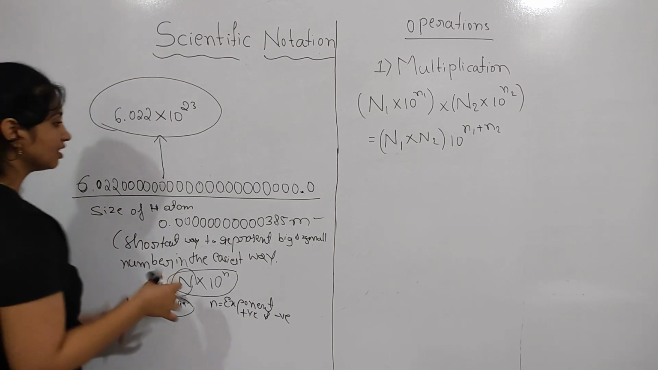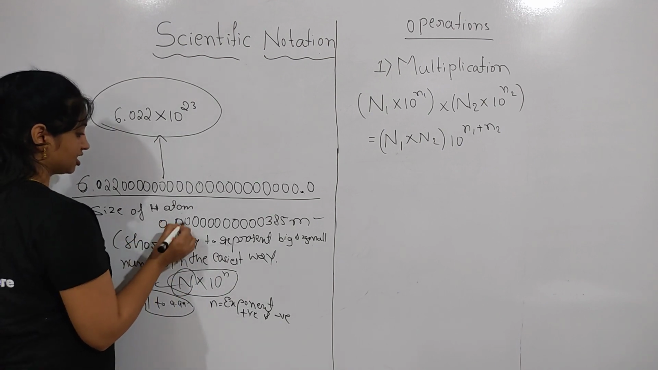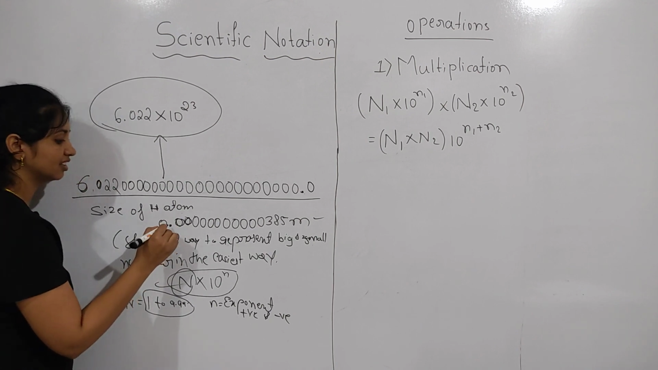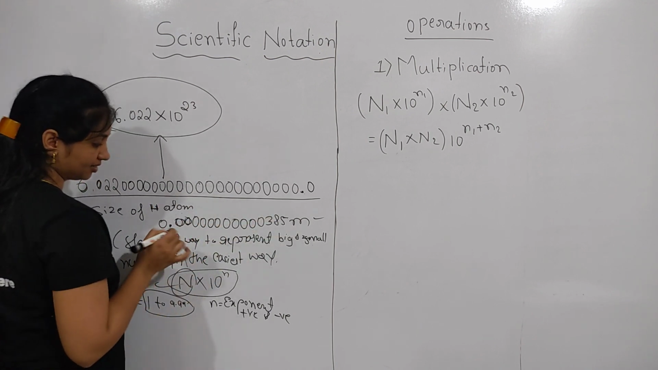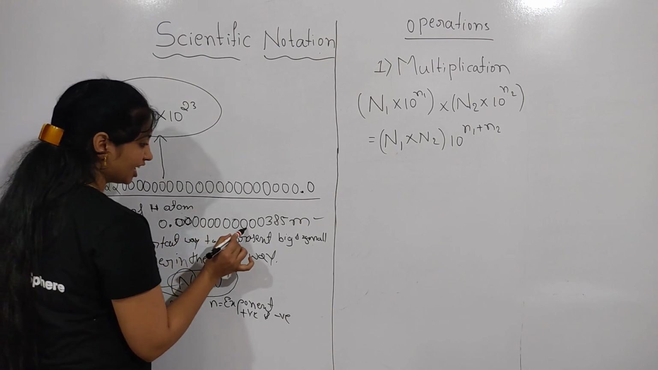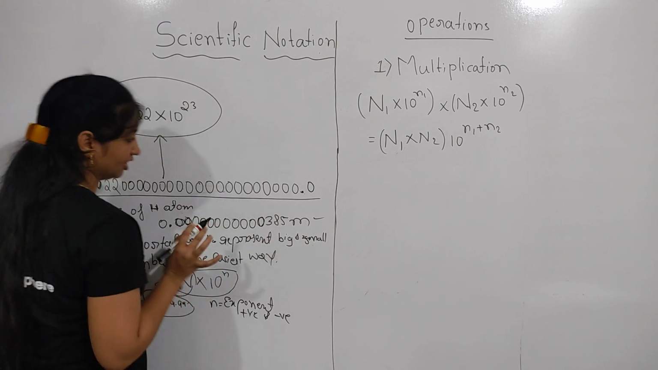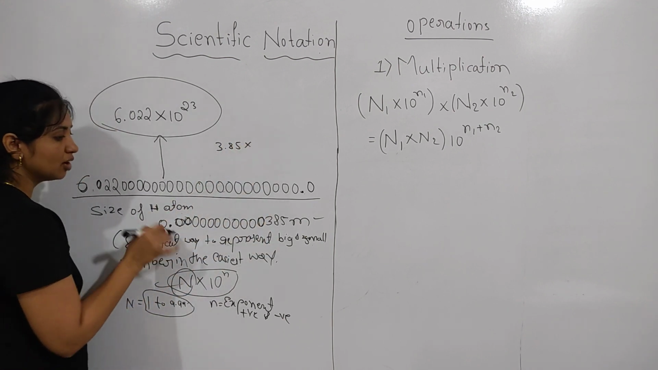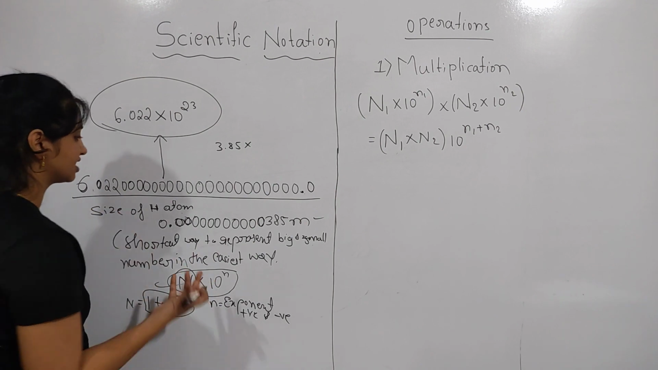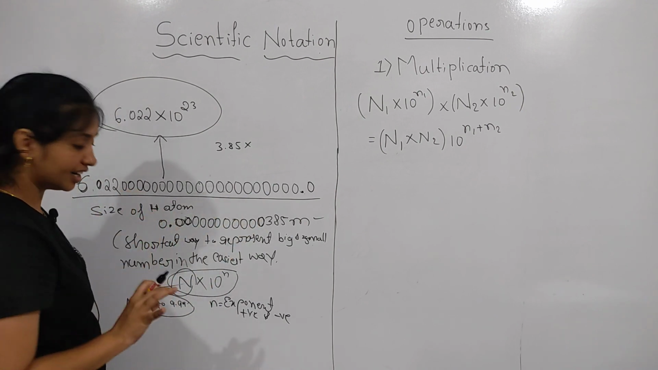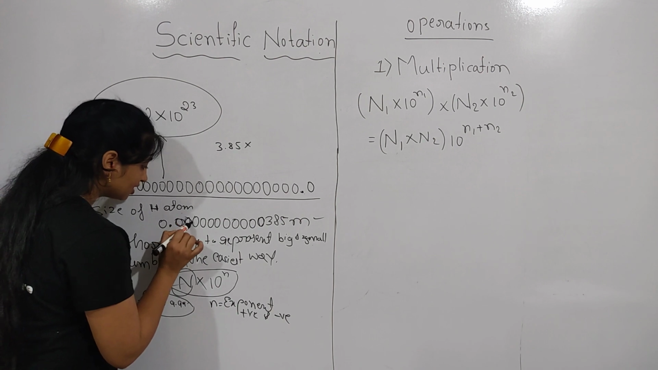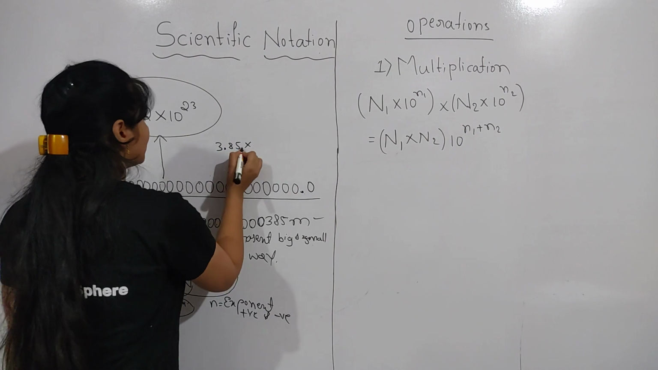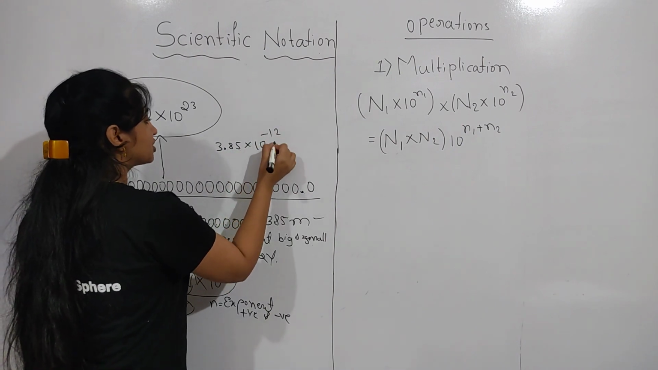Next, write the small number. I shift the decimal point in the right side. Very next to the 0 is the 3. That's why I write 3.85 into. Then after how many digits do I shift this decimal point? See here, 1, 2, 3, 4, 5, 6, 7, 8, 9, 10, 11, 12. So 3.85 into 10 raised to minus 12 meter.